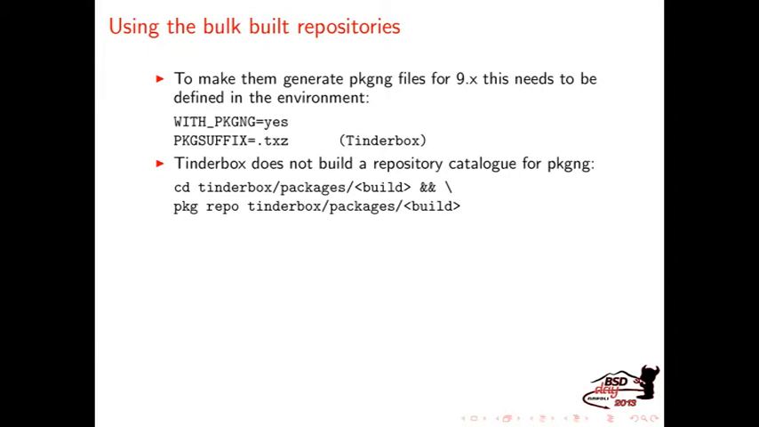Tinderbox also does not build the repository catalog for pkg-ng by default, so we need to do that by hand using the standard package tools. Package repo and the directory builds an SQLite database of the repository and a signature file for pkg-ng.